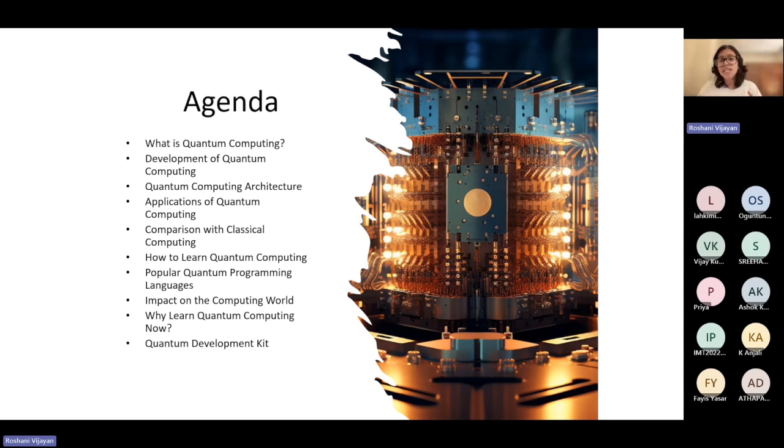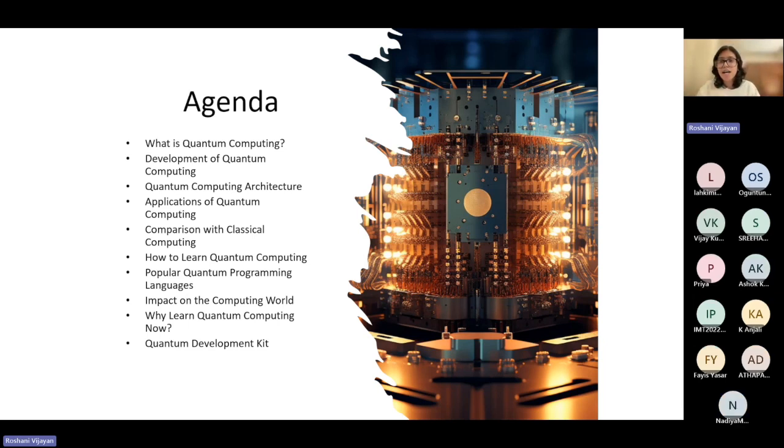From there, we're going to get into my favorite part, which is the applications of a quantum computer. Where can we use quantum computers in places where we can't use classical computers? We're going to get into that shortly. We're going to compare it with classical computers, after which we're going to get into how you can learn quantum computing. We're going to discuss some popular languages you can use for writing quantum algorithms, after which we're going to look into the impact that quantum computing has on the real world.